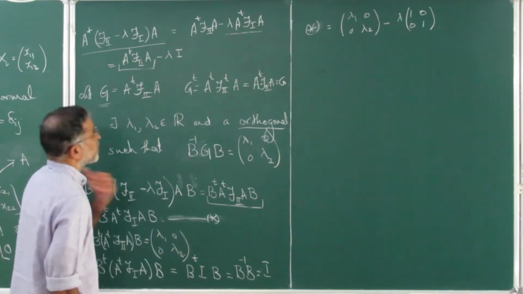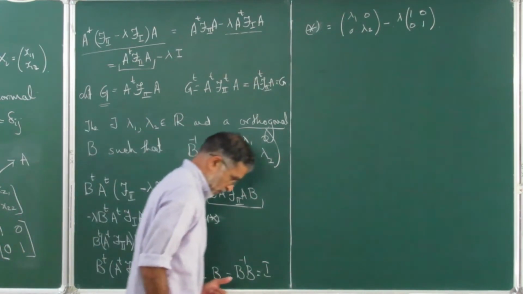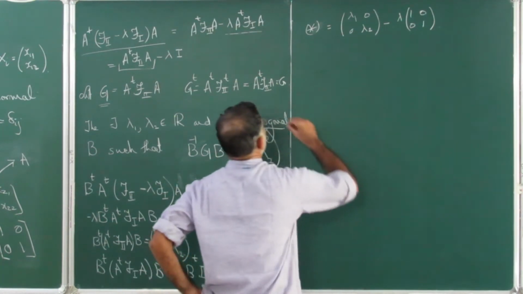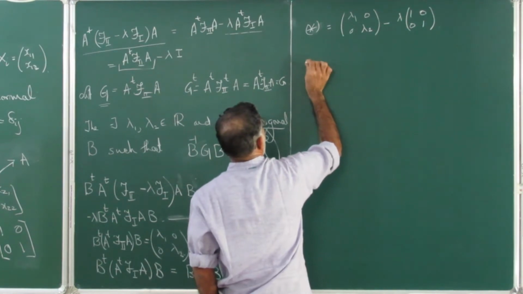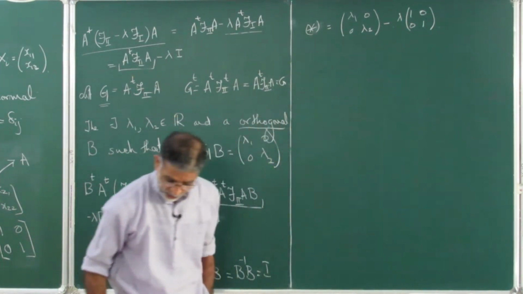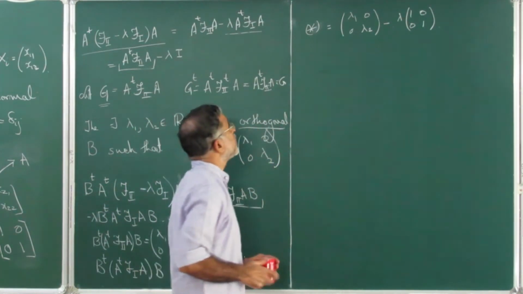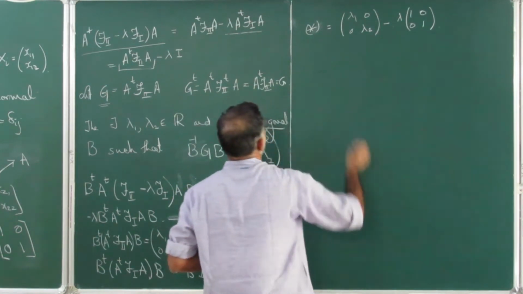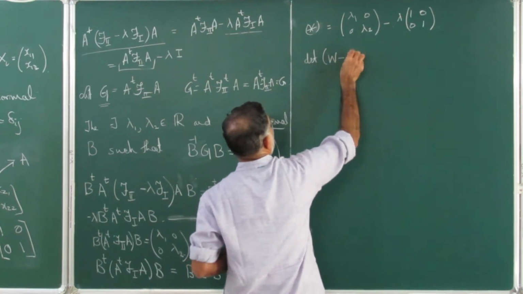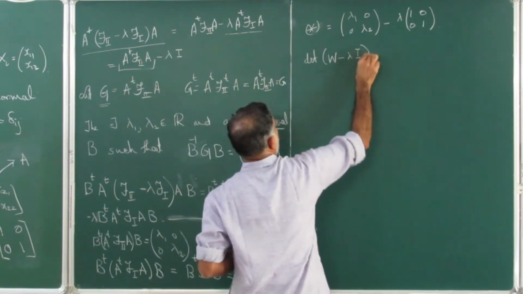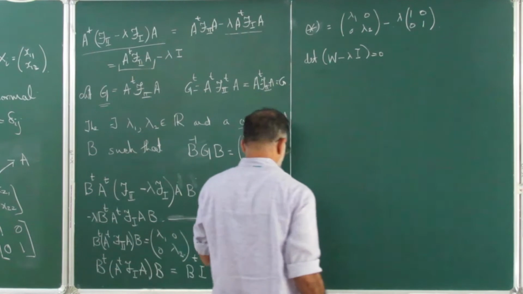So now, of course, the way we have come. What did we do? Maybe I will recall that again for understanding. We were looking at the eigenvalue problem of W. So let us look at the determinant of W minus lambda I equal to 0. That is what we were looking at.